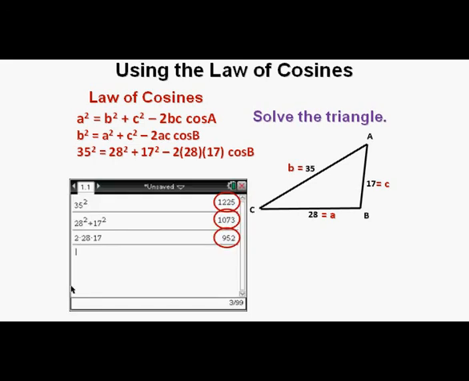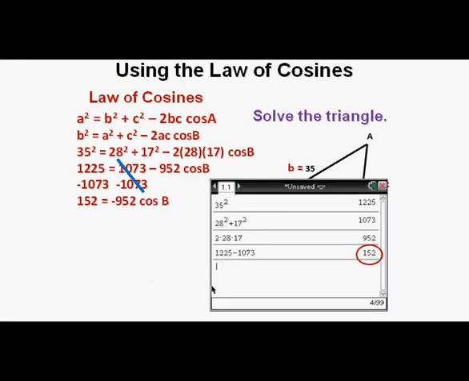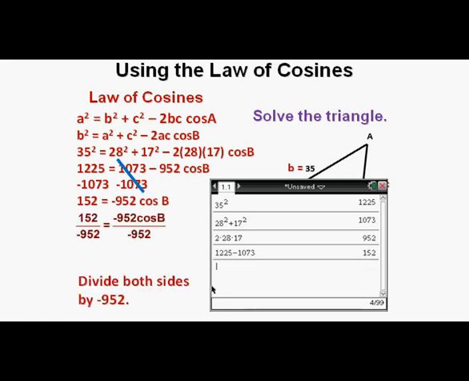So we have 1,225 equals 1,073 minus 952 times cosine B. Next we subtract 1,073 from both sides of the equation. 1,073 minus 1,073 cancel to equal 0 on the right side of the equation. We bring down what's left, and it's 152 equals negative 952 times the cosine of angle B. Next we divide both sides of the equation by negative 952. Negative 952 divided by negative 952 cancel to equal 1 on the right side of the equation.